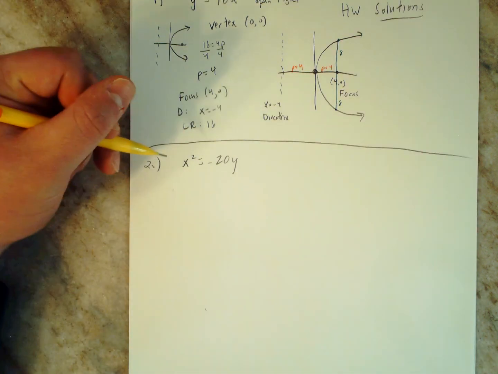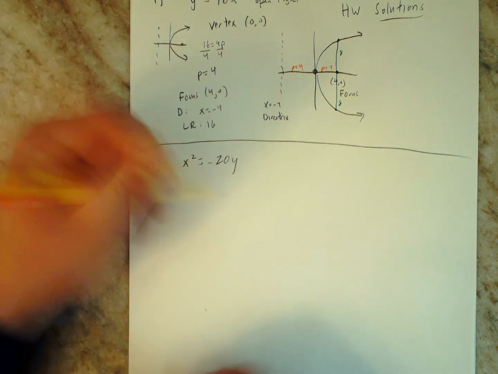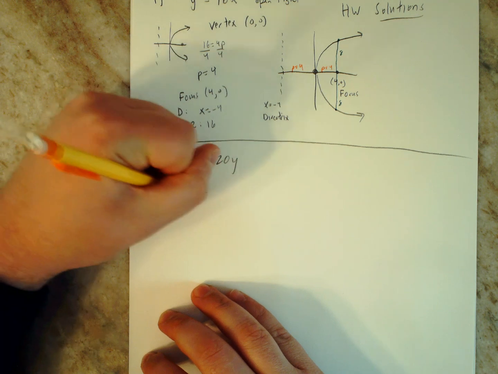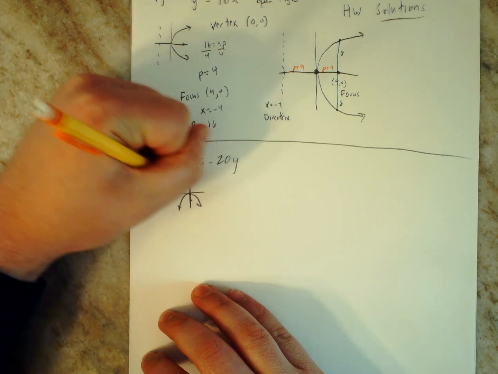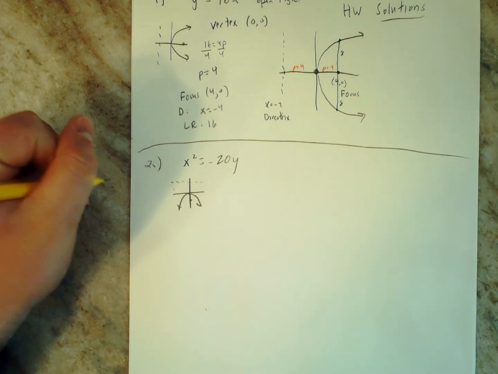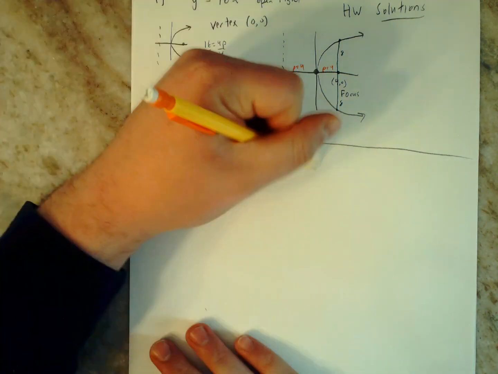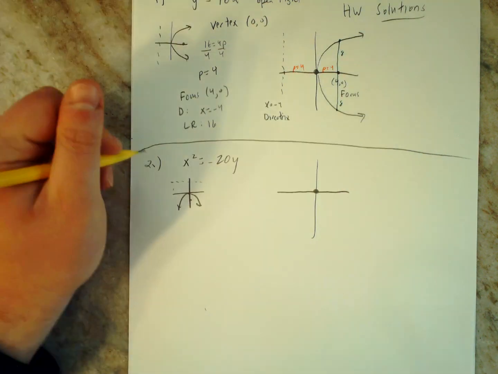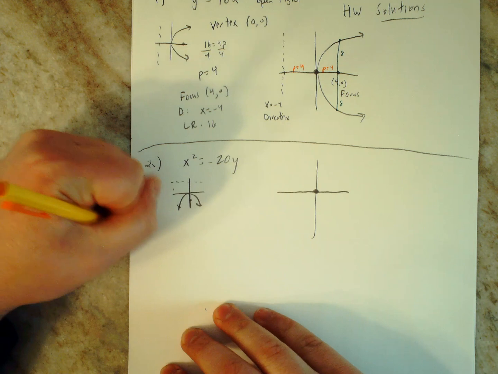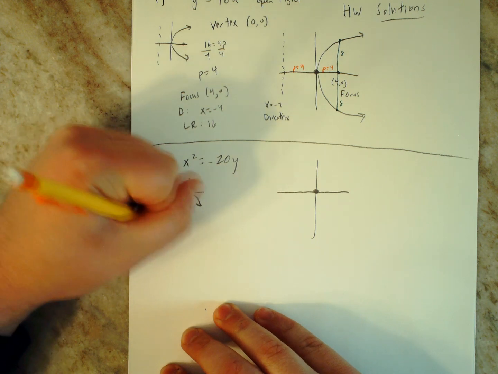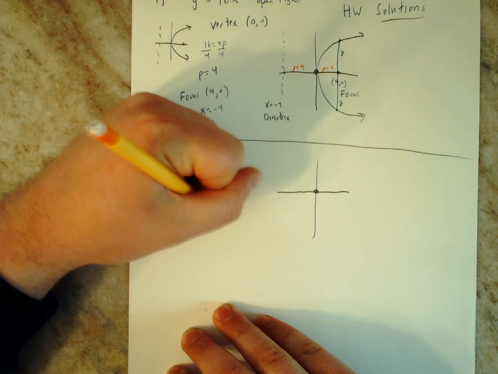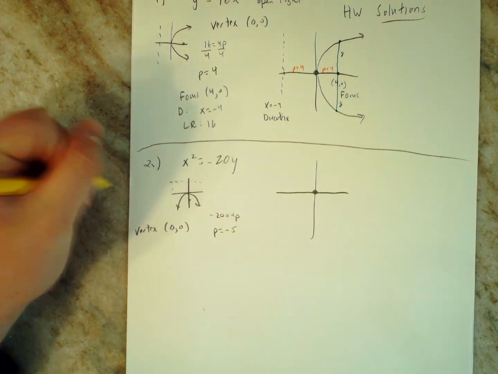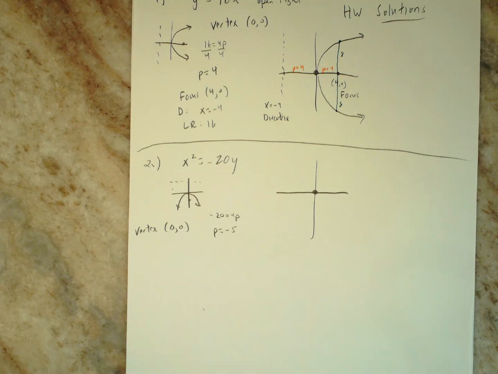It is x squared equals negative 20y. So since this is negative, it's going to open down like so. Again, see the big correction from the beginning. So I'm going to make a nice big XY axis here. My vertex is going to be at 0, 0. So my vertex is at 0, 0. I'm going to do negative 20 equals 4p. p is going to be negative 5.